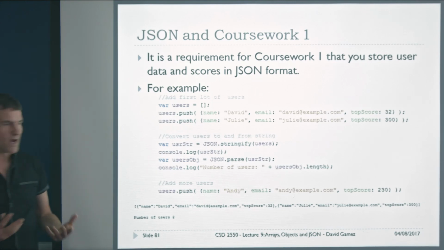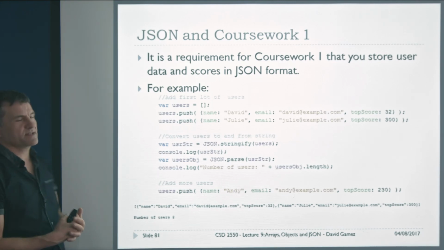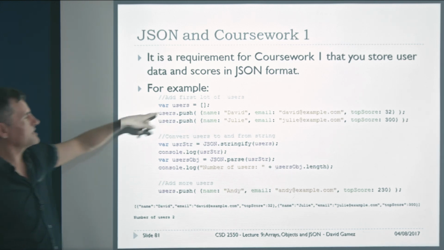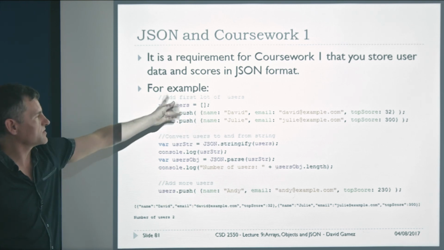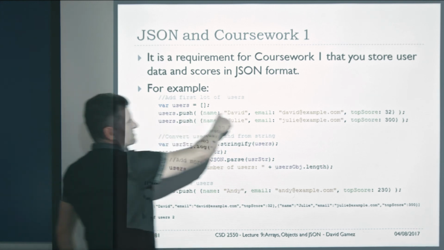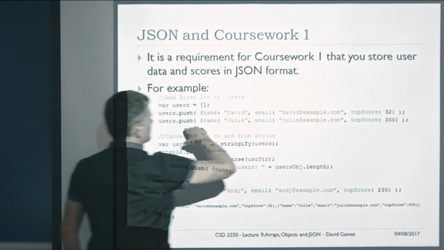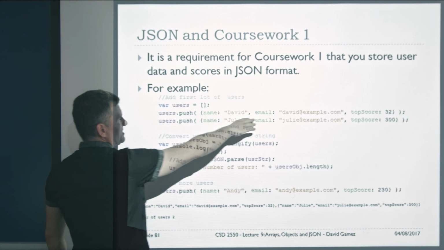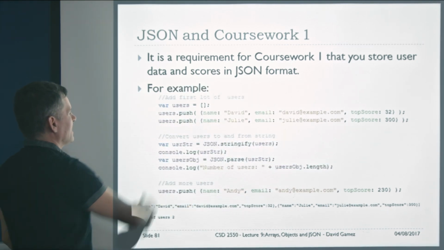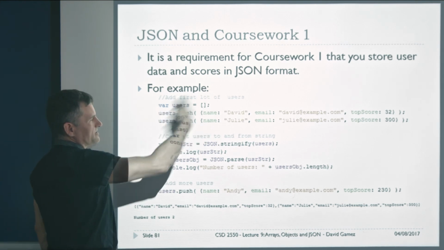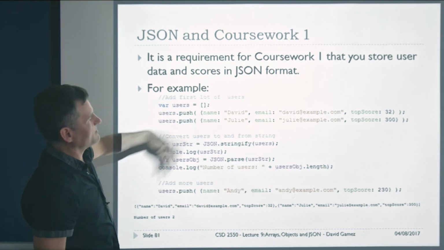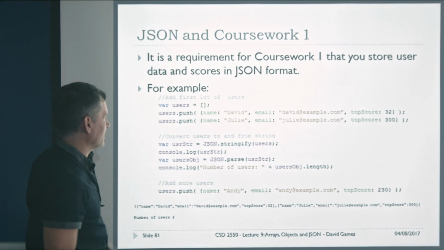So for coursework 1, it's a requirement that you store the user data and scores in JSON format. So one way of doing this is to create an array, call it users, let's say, and then each time someone registers, you create a JavaScript object with the details, like the name, email address, the top score of the person. This could be initialized to 0 initially, and we could just add each of the new people that registers to the array using push. So we're adding an object representing the new user at the end of the array here.